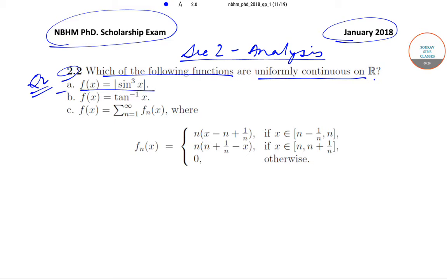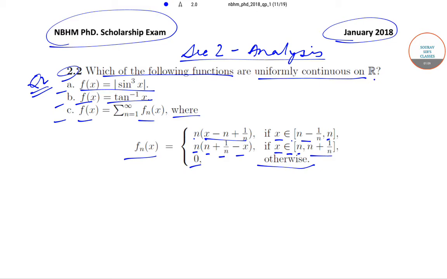Option A, f(x) is equal to mod of sine cube x. Option B, f(x) is equal to tan inverse of x. And option C, f(x) is equal to the summation of f_n(x) as n goes from 1 to infinity, where f_n(x) is equal to n(x minus (n minus 1)/n) if x belongs to the closed interval [(n minus 1)/n, n], and f_n(x) is equal to n((n plus 1)/n minus x) if x belongs to the closed interval [n, (n plus 1)/n], and f_n(x) is 0 in any other condition. So these are the functions which have been given.